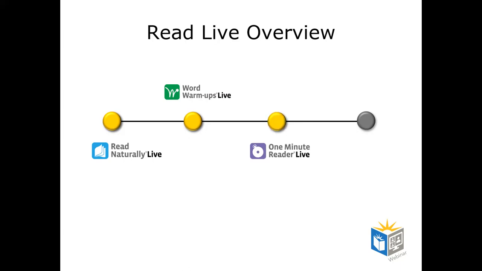The third program listed here is 1 Minute Reader Live, and that is a completely independent reading program. That goes from 1st grade through mid-5th grade reading level and does not need the assistance of a teacher. So it's great for homework, independent reading time, or summer. Finally, we have Read Naturally Live Español, which is the Spanish version of Read Naturally Live, and that goes from 1st through mid-5th grade level.